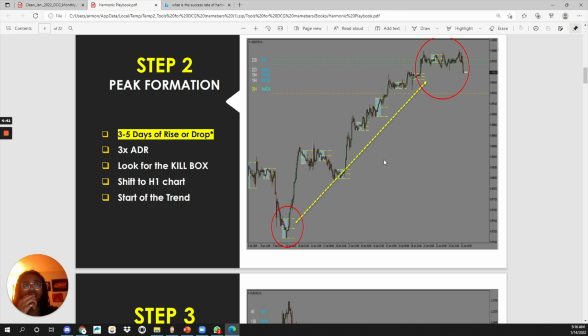That's the expectation. With that being said, there's a few rules to identifying the peak formation. What are they? You have to have at least 3 to 5 days of rise or drop. The trend has to be at least 3 times ADR, right? And I want you guys to look for the kill box. We already have the kill box, so we can check that rule off. Shift to the 1 hour chart. We're already on a 1 hour chart, and look for the start of the trend. So the only thing we got to look for right now is 3 times ADR, 3 to 5 days of rise or drop, and look for the start of the trend. Identify peak formation, pretty much.